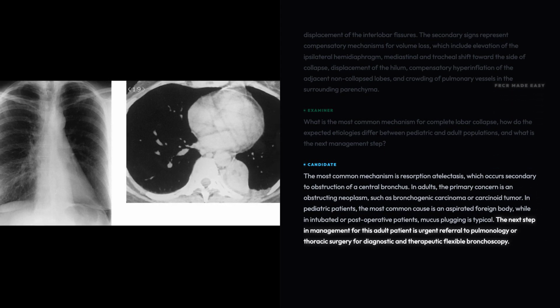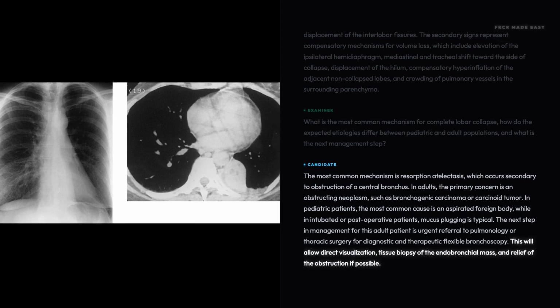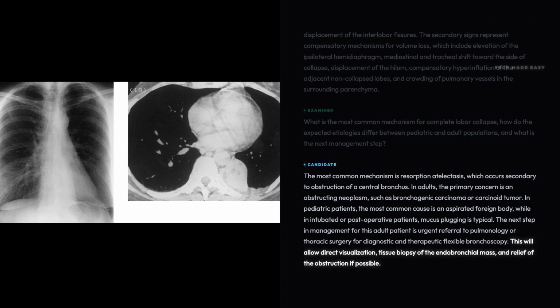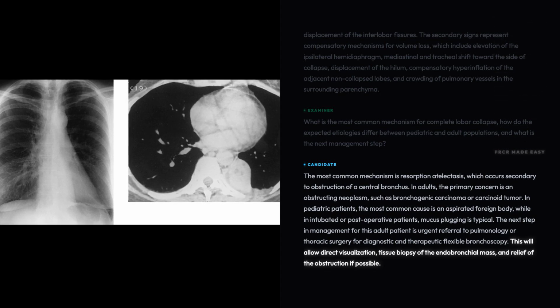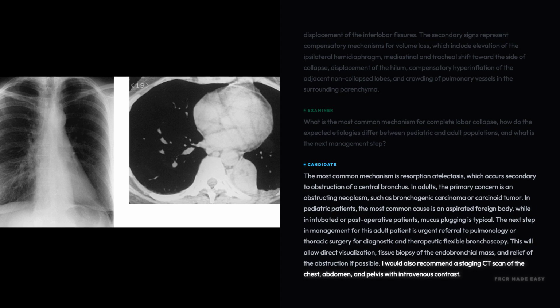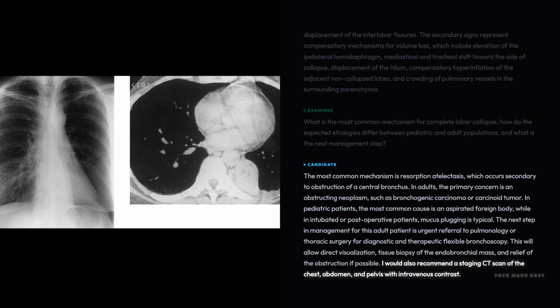The next step in management for this adult patient is urgent referral to pulmonology or thoracic surgery for diagnostic and therapeutic flexible bronchoscopy. This will allow direct visualization, tissue biopsy of the endobronchial mass, and relief of the obstruction if possible. I would also recommend a staging computed tomography scan of the chest, abdomen, and pelvis with intravenous contrast.